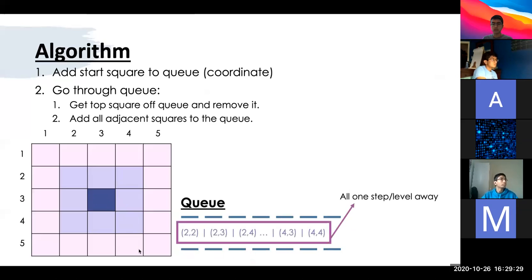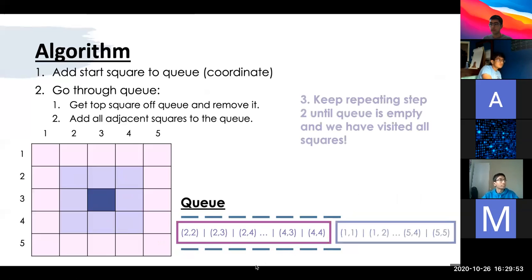And now if you look at the queue, all it contains are coordinates or squares that are one step or one level away from our starting point. So the only squares that are inside of our queue are these light purple ones over here, 2, 2, 2, 3, 2, 4, 3, 2, and so on, up to 4, 4. They're all one step or one level away.